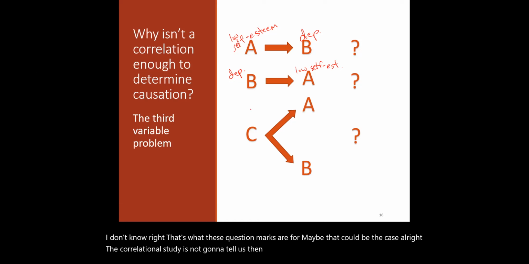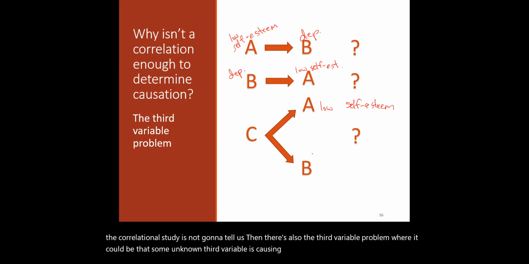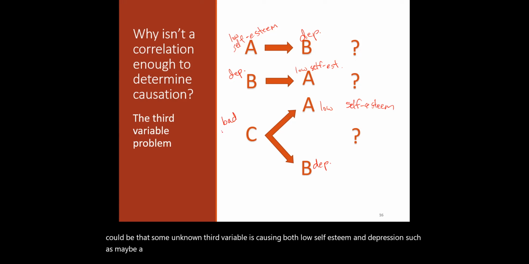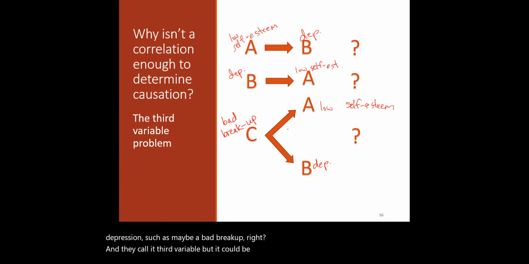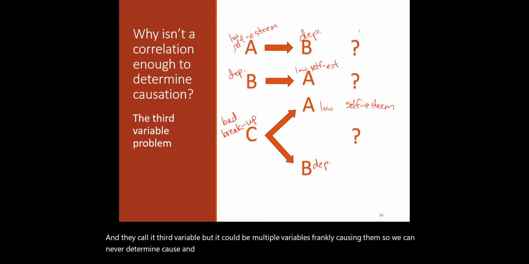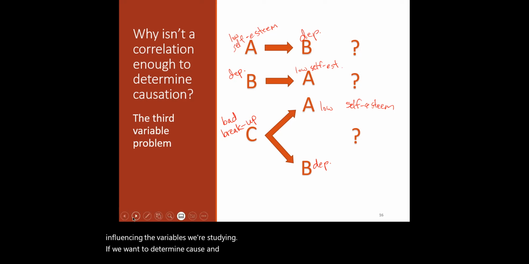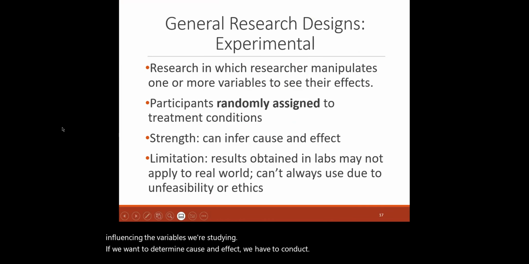Then there's also the third variable problem, where it could be that some unknown third variable is causing both low self-esteem and depression, such as maybe a bad breakup. They call it third variable, but it could be multiple variables, frankly, causing them. So we can never determine cause and effect because we leave ourselves too open to other variables influencing the variables we're studying. If we want to determine cause and effect, we have to conduct an experiment.